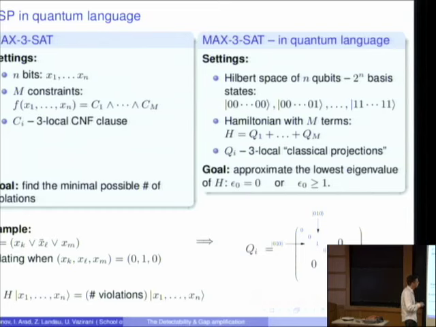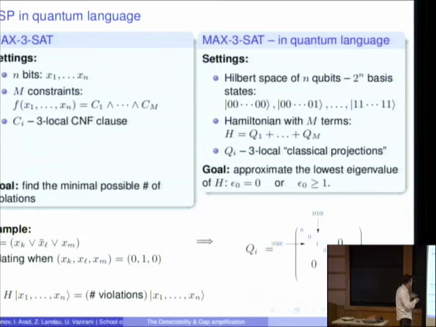And the goal here is to approximate the lowest eigenvalue of this matrix H. Okay? We call this lowest eigenvalue epsilon zero, and specifically, we would like to decide whether epsilon zero is zero or whether it is bigger than or equal to one. And this will correspond exactly to whether we have zero violations or one or more violations in the classical problem. So how do we do it?